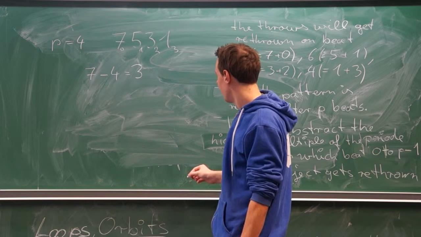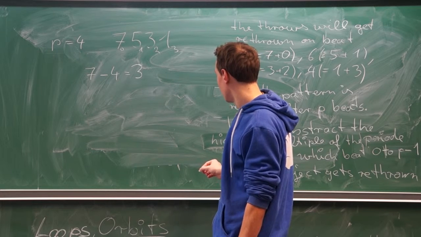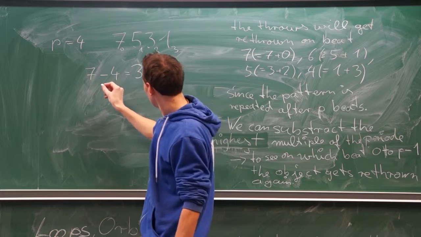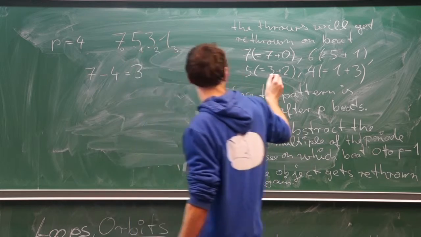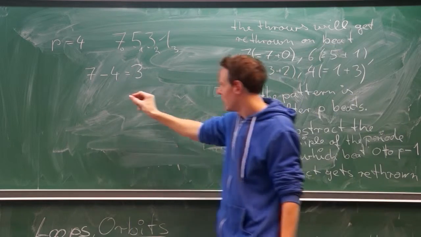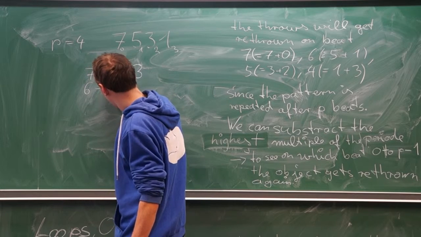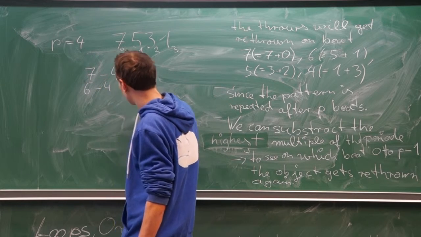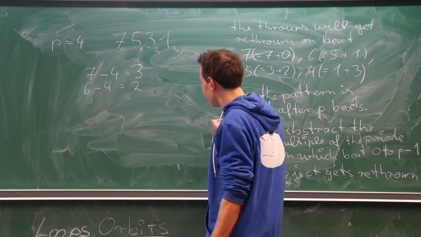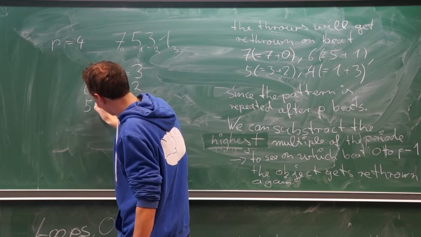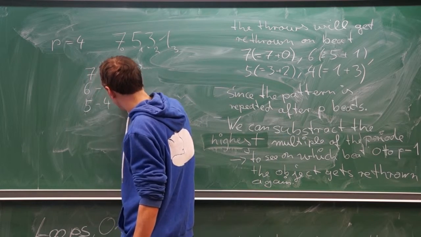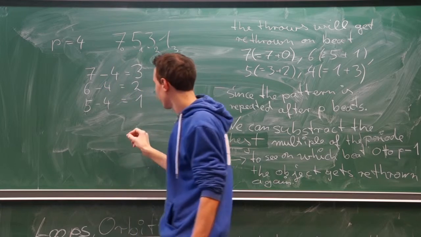7 minus 4, 3. Yeah, that makes sense. Then we got 6 here, minus 4 is 2. Okay, what else do we got? We got the 5. Okay, this is more than 4, so we subtract 4. We end up with 1.